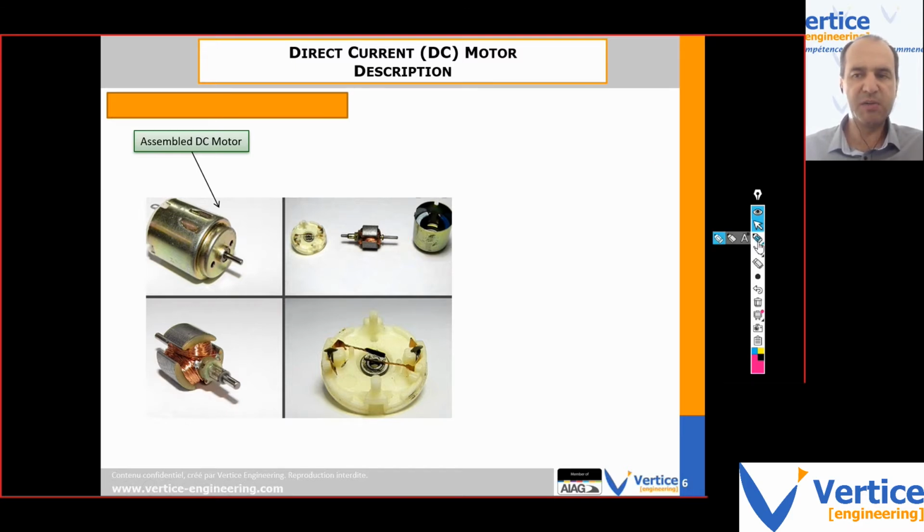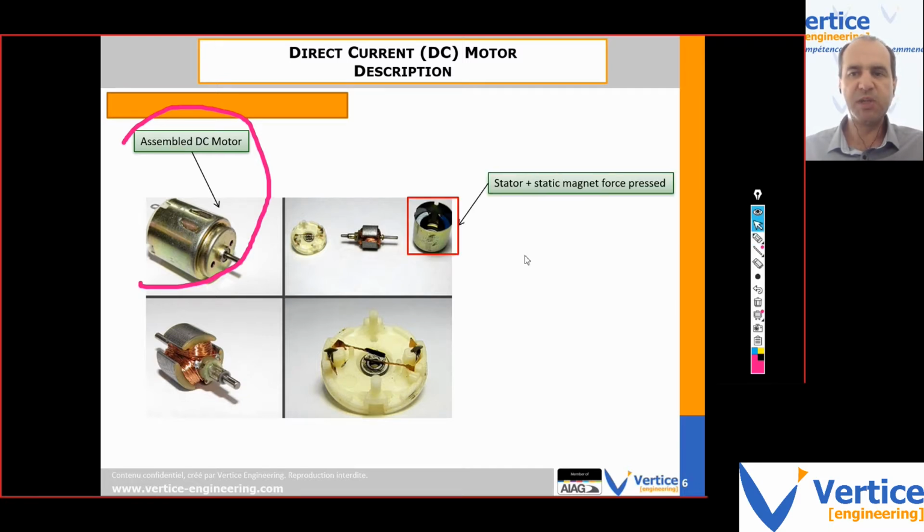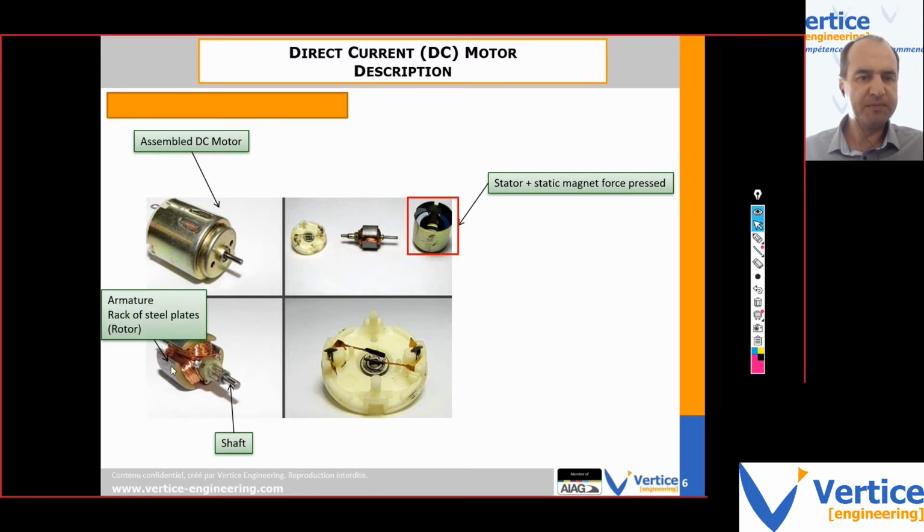Here you have it assembled on the left. Then you have the different components. We have a stator in which we have the static magnet. Then we have the shaft, which is shown here as well. On the shaft, we have an armature. Then we have the electrical sector that I just presented. And then we have the coils that allow us to create the electromagnetic force.